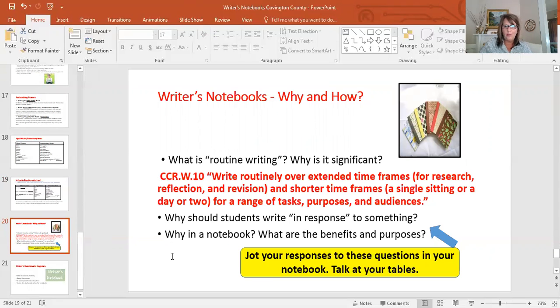Okay, so now we're revisiting these questions that I posed at the very beginning of this. What is routine writing and why is it significant? Why should students write in response to something? And why should they write in a notebook? What are the benefits and purposes? Jot your responses to these questions in your notebook, whether you're using digital or a physical one, as I typically do. And take about 5 minutes to do your jotting and then talk at tables and then restart the video.